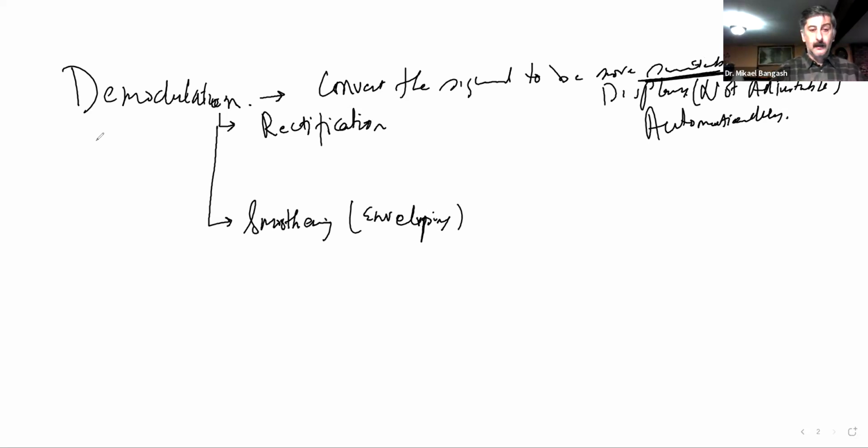Now the way that I usually do this is, let's talk about these two steps one by one. What do we mean by rectification followed by smoothing or enveloping, which are both steps of your demodulation. So, demodulation.